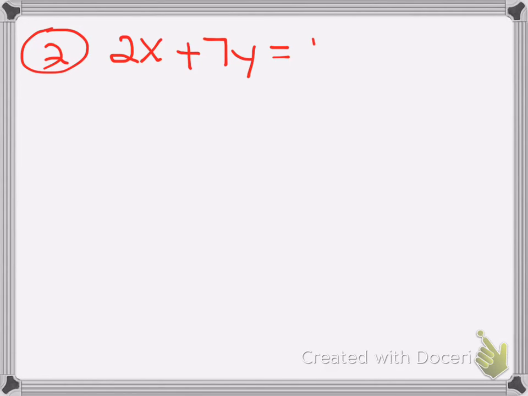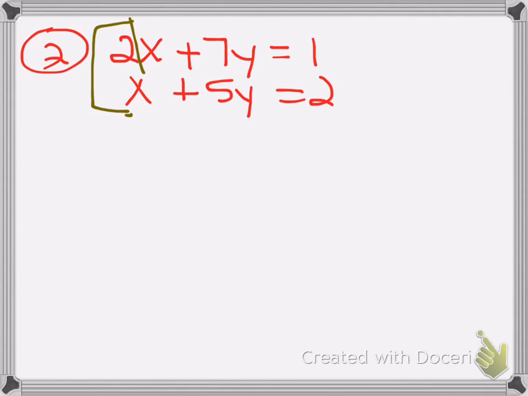Alright, so this is number 2 on your worksheet. So when you get your worksheet today, this is number 2. You're going to have 2x plus 7y equals 1, and x plus 5y equals 2. Now if you notice this, if you were to add them straight down right here, neither of them are going to cancel the variables out. So we have to decide what we're going to multiply through by in order to get our variables to cancel. So this to me looks really easy to try to make this a 2 and a -2.